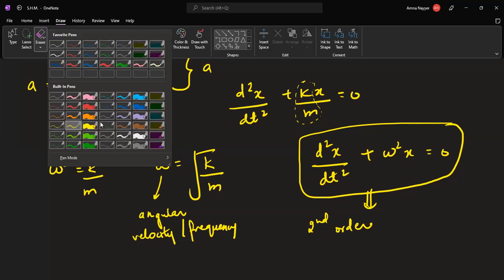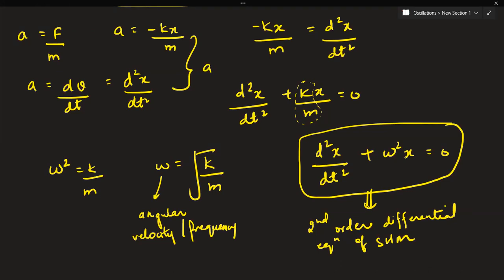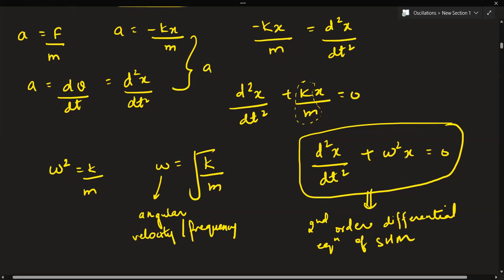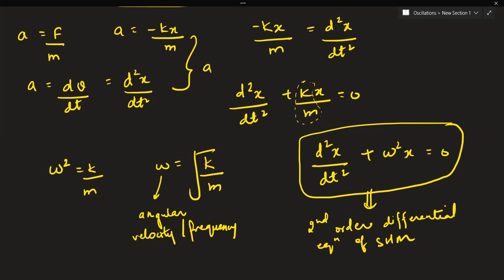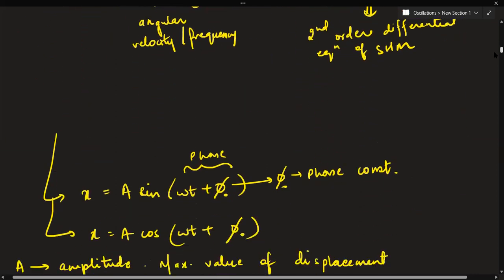Double because it is double differentiation. So this equation is known as the second order differential equation of SHM. This equation is known as the double differentiation of SHM. Now see, what is omega? Again, I'm repeating, omega is under root k by m. K is simply the spring constant, and m is the mass.